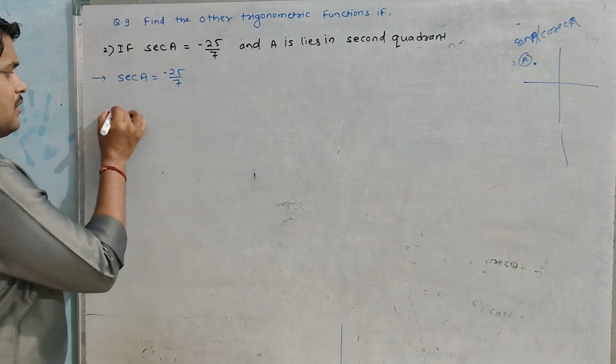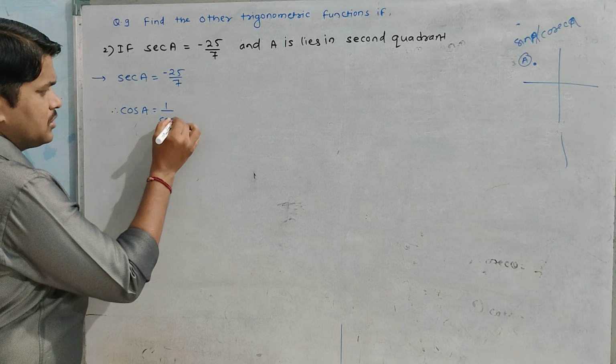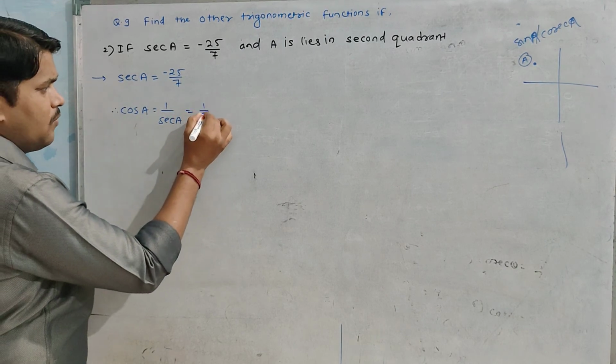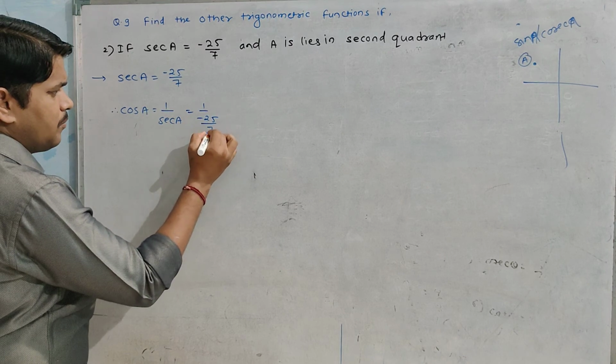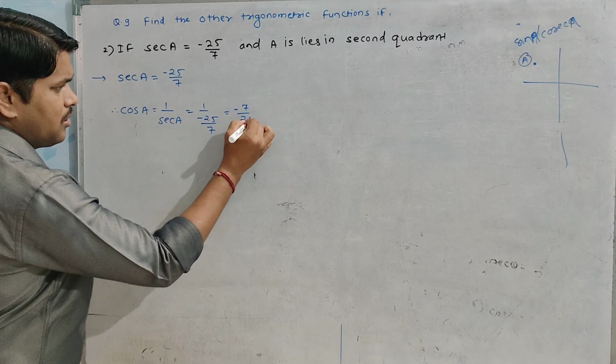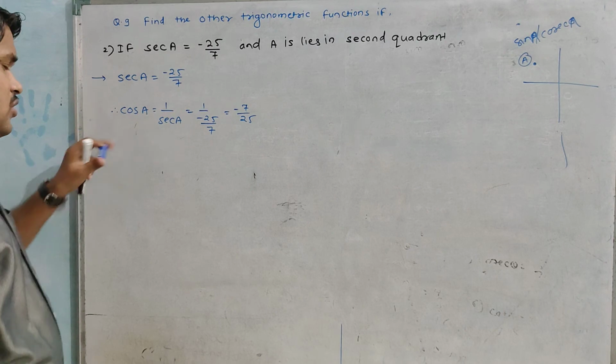Therefore cos A is equal to 1 upon sec A. That theta is replaced by A. So 1 upon minus 25 upon 7. The 7 and the minus go up, so minus 7 upon 25. So we found cos, and sec, and cosec.